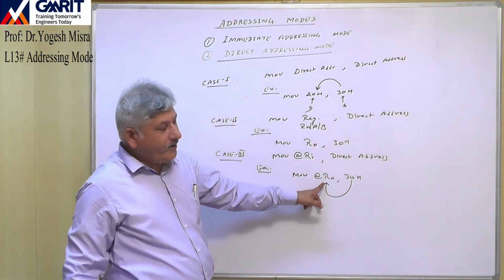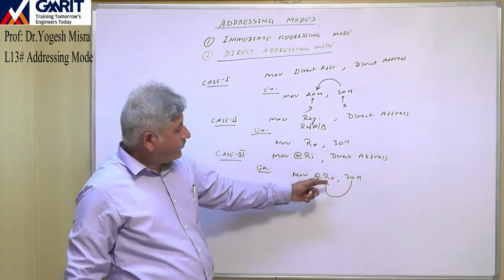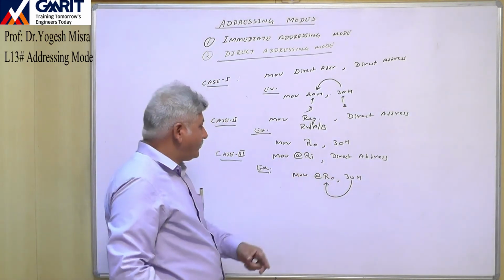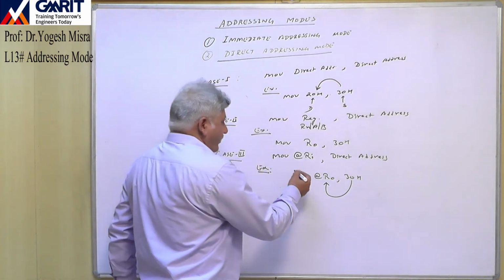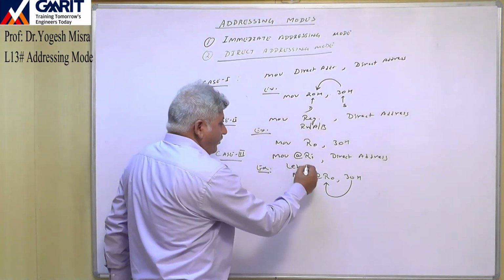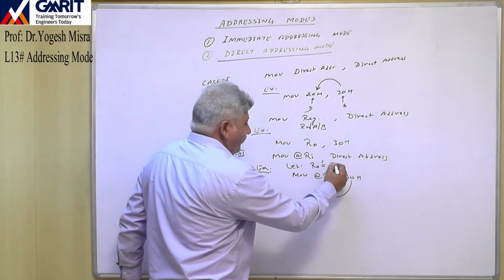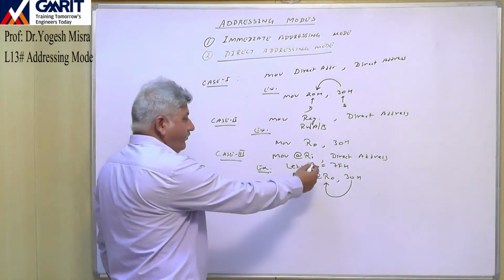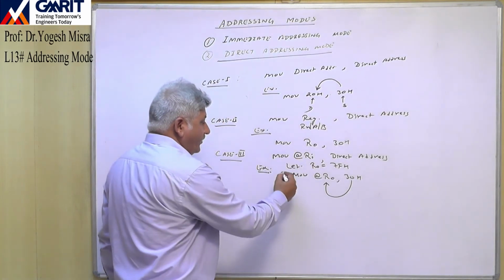And what is the address of internal RAM? Where it will be stored? That will be pointed by R0. So let us assume in R0 we have 7FH. In R0 we have 7FH. So now what will this instruction do?